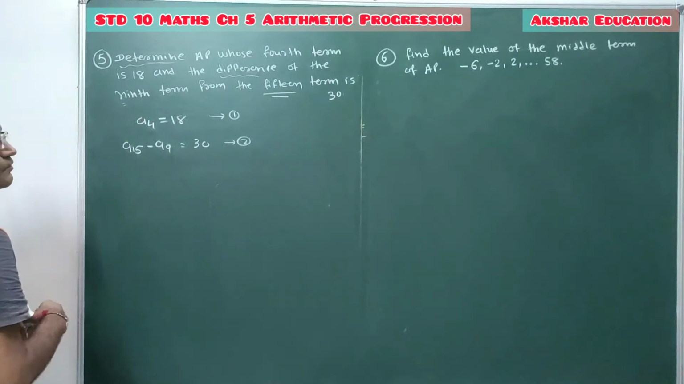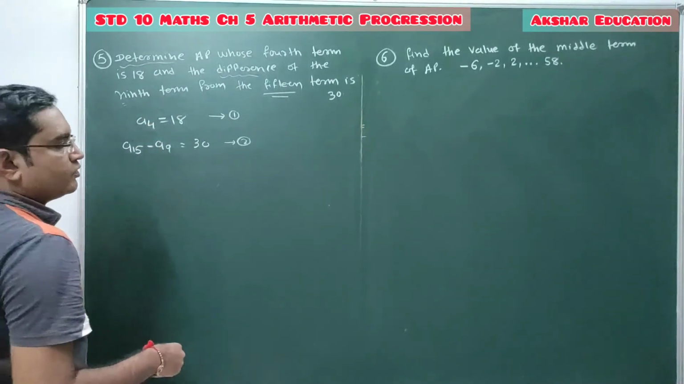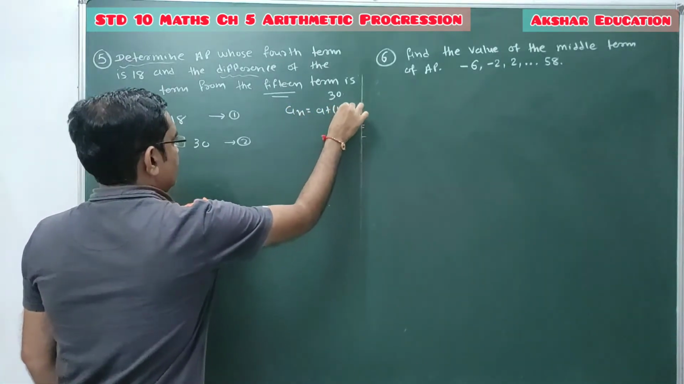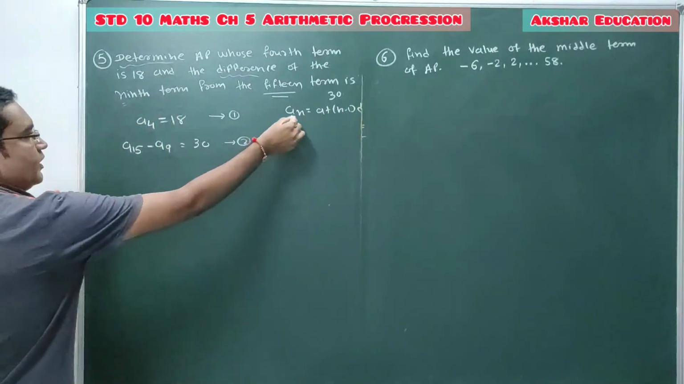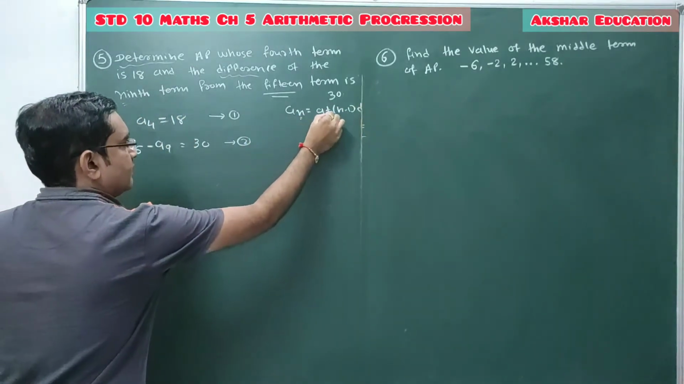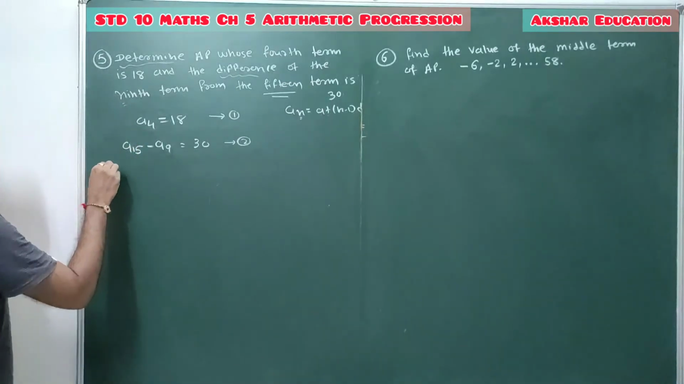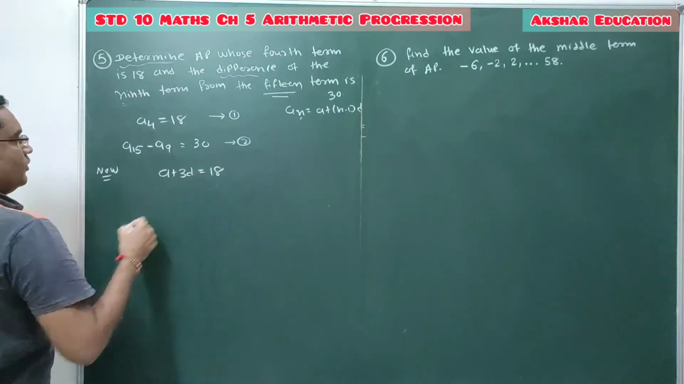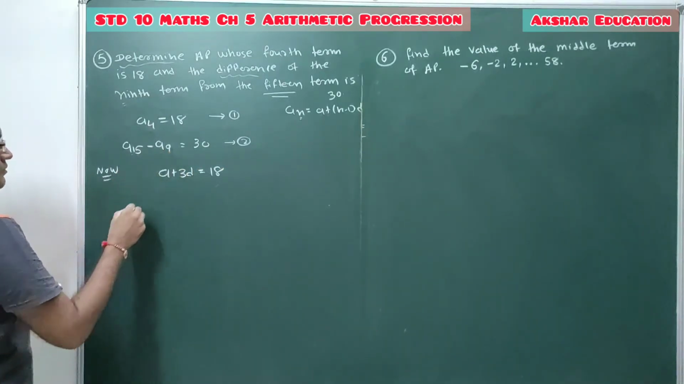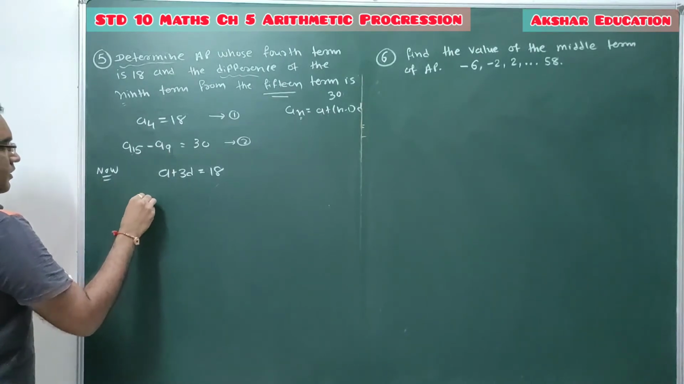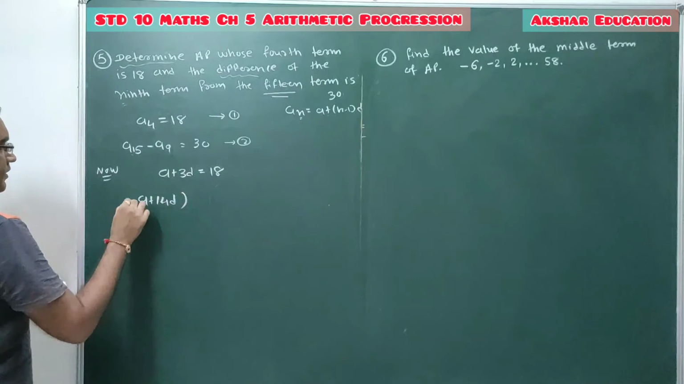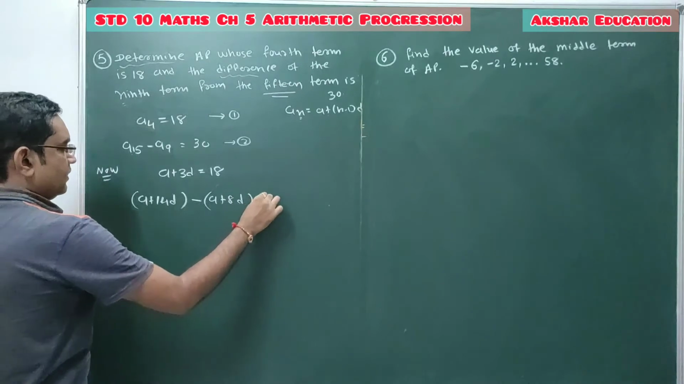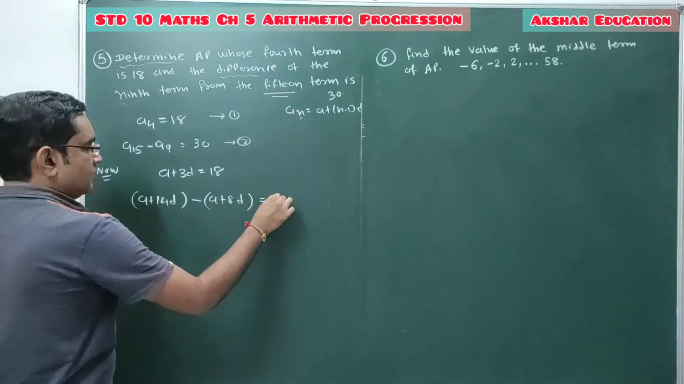So fourth term is 18. So you have to use the formula of nth term. Nth term of an AP is nothing but A plus n minus 1 into D. So put n equal to 4, so it's A plus 3D. Fourth term, we are getting A plus 3D equal to 18. And 15th term minus 9th term. So 15th term is A plus 14D, minus 9th term is A plus 8D. The difference of this 15th term and 9th term is 30.